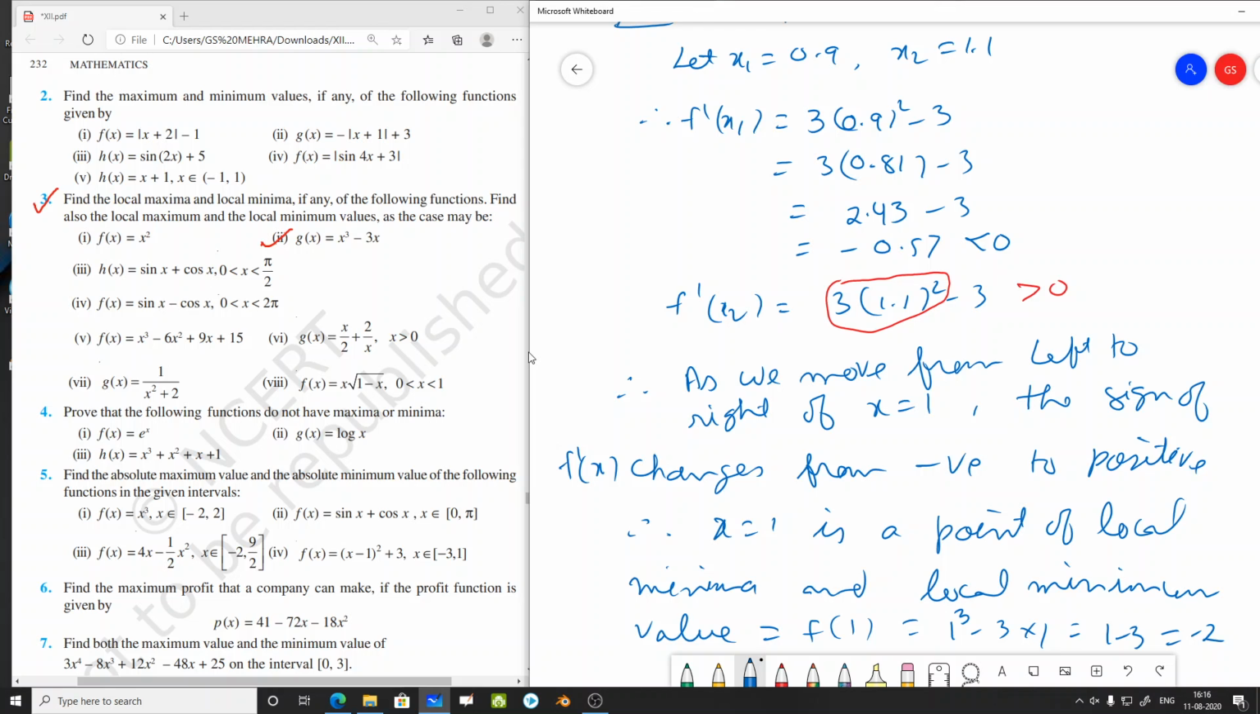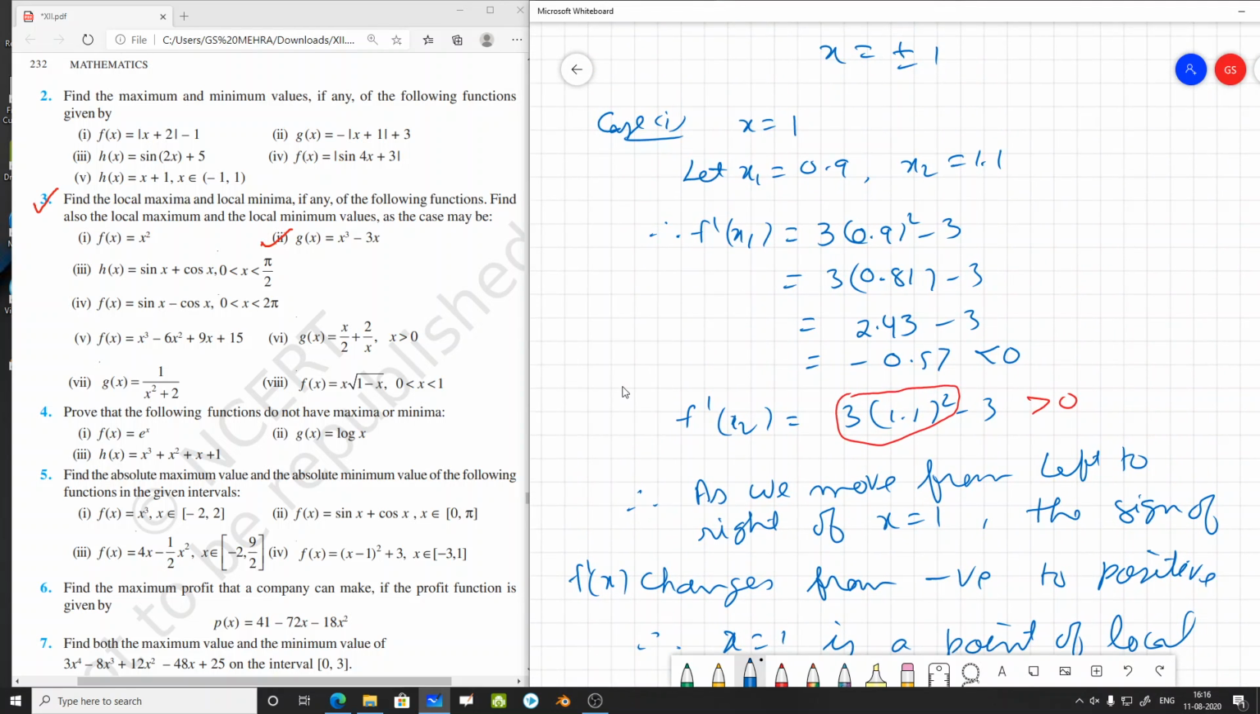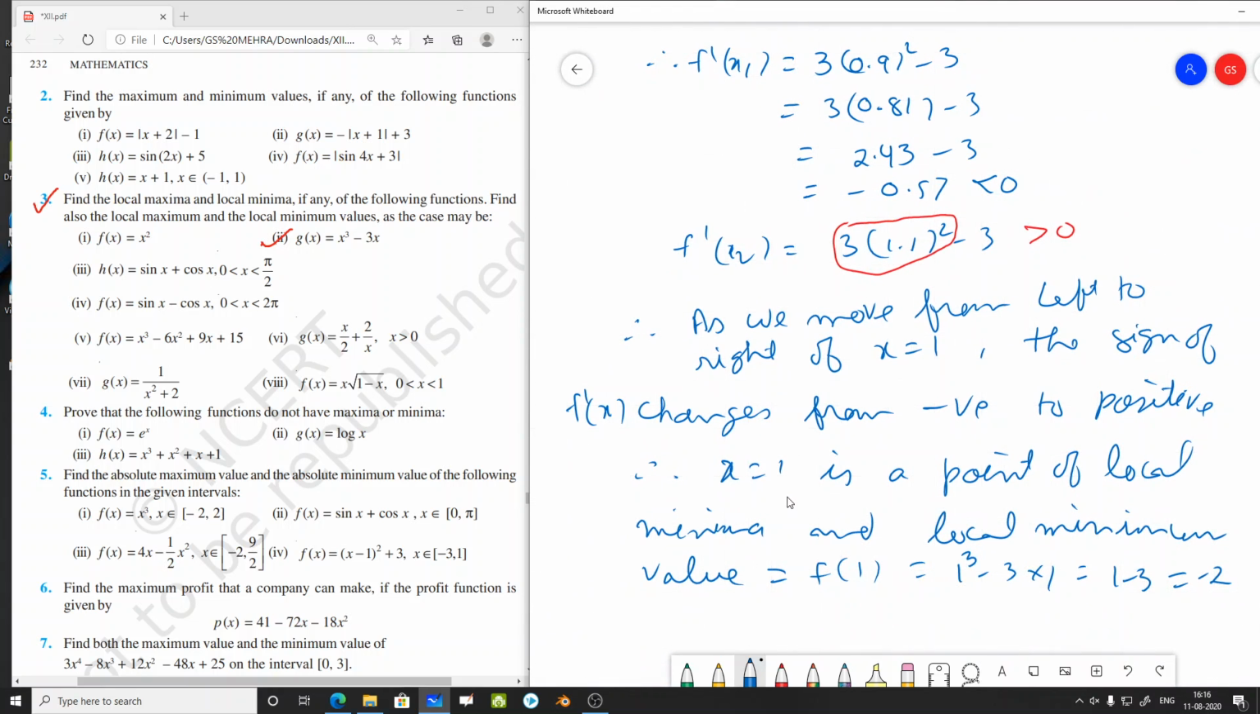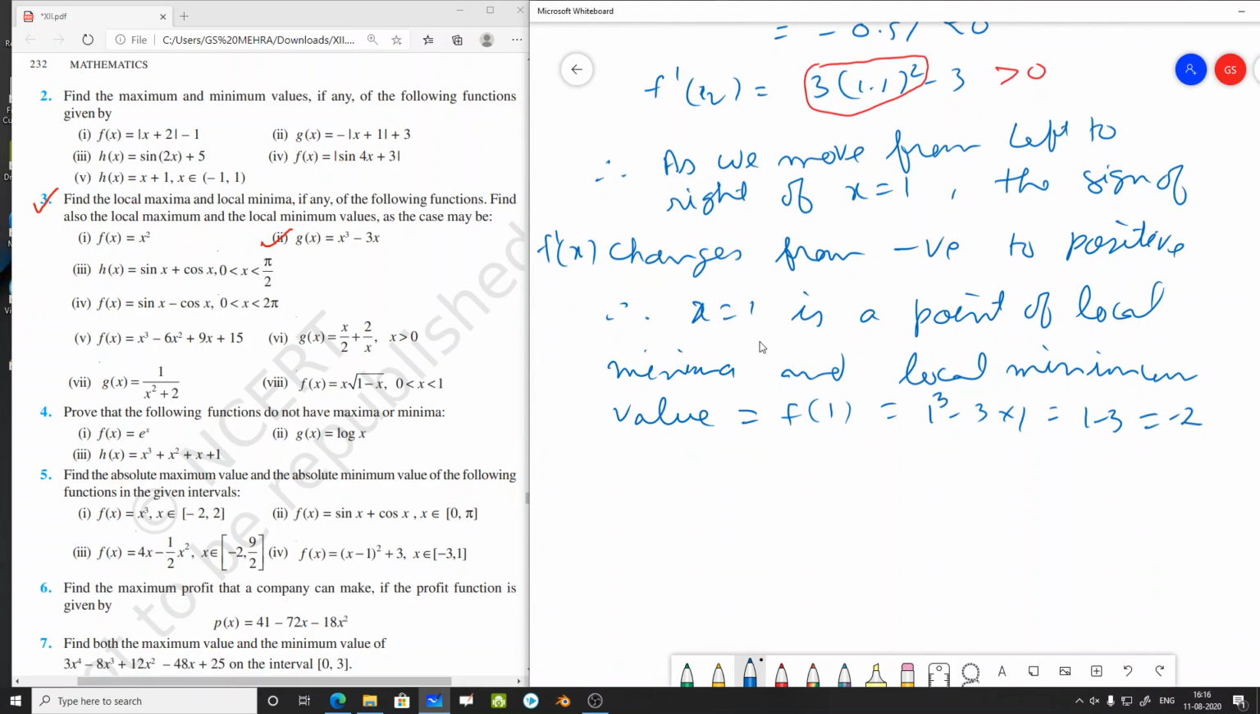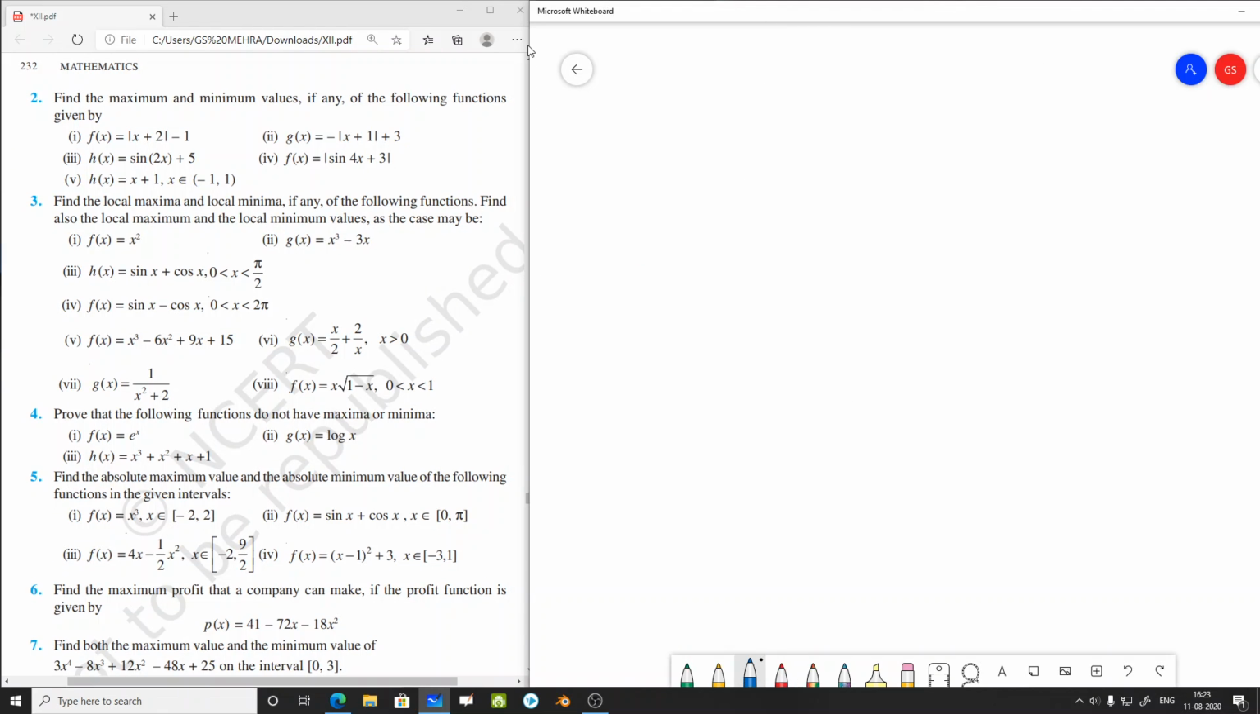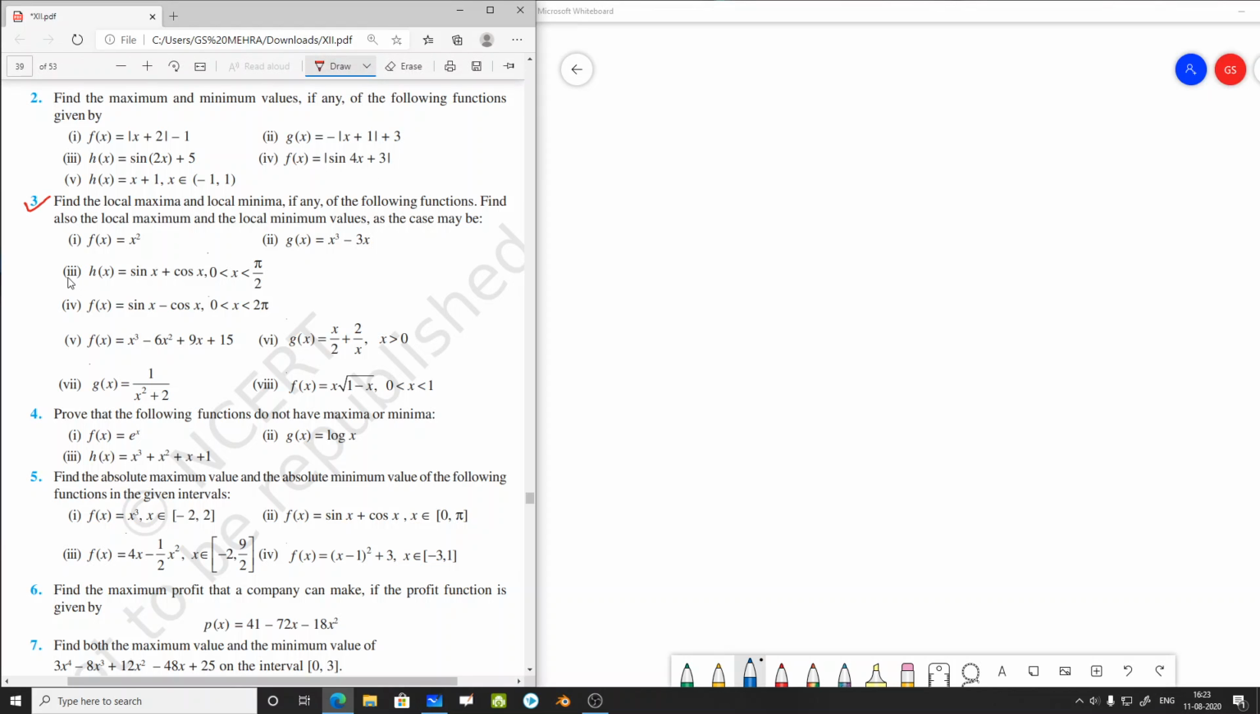So this is what we have got for case 1, that is when x equal to 1. When x equal to minus 1, that will be case 2. Case 2 is when x equal to minus 1, and this you all will do as self trial. In the same way as we have done the first part, it is not difficult at all.